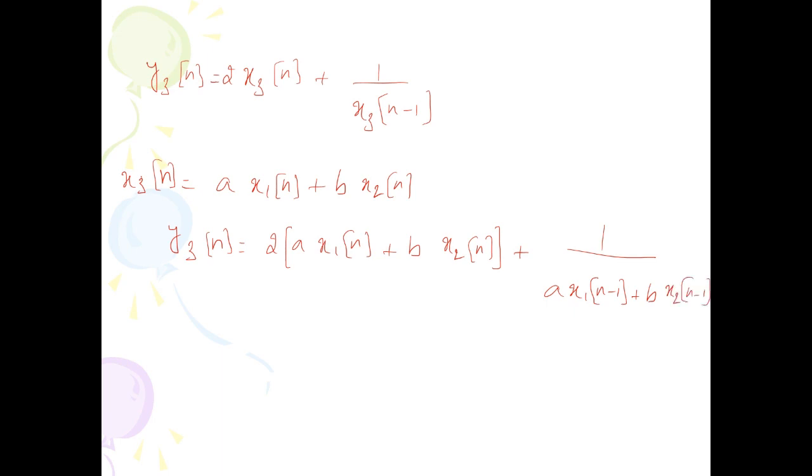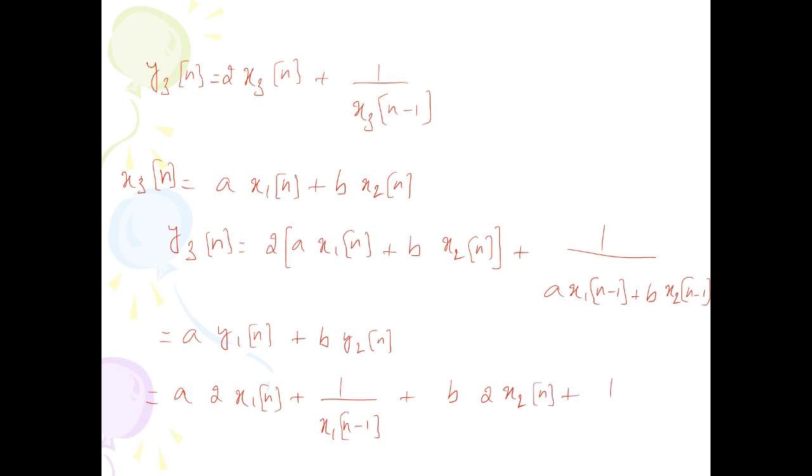Okay, now what you have to get? y3 should be equal to a into y1 of n plus b into y2 of n. What is y1 of n? This is a into 2 into x1 of n plus 1 by x1 of n minus 1. This is y1. Similarly, this is b into 2 into x2 of n plus 1 by x2 of n minus 1.